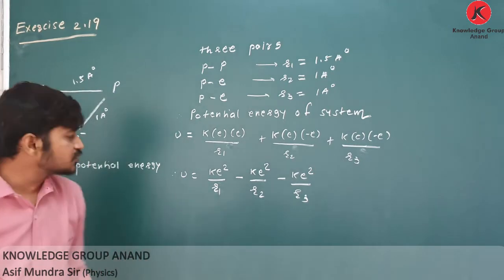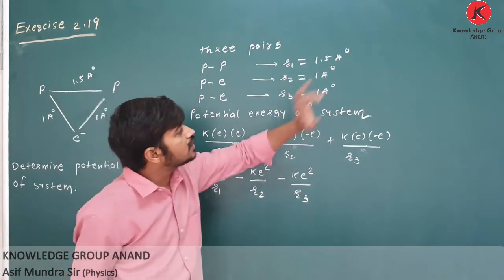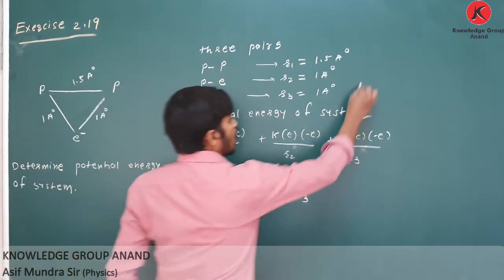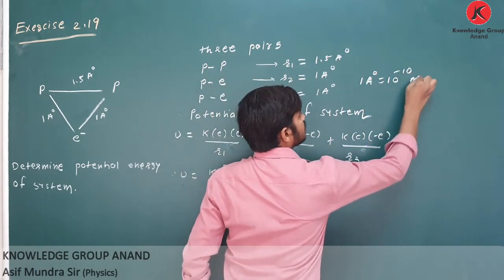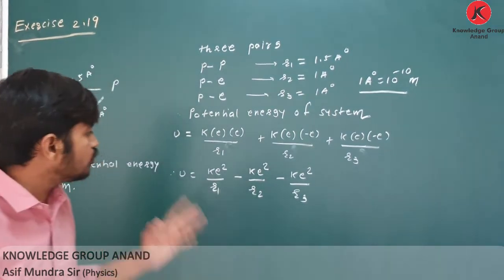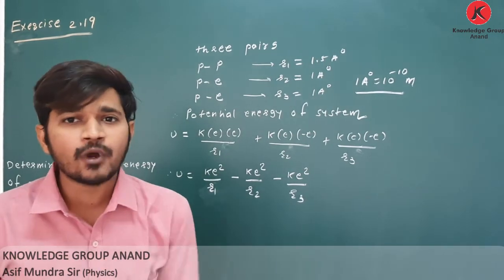Okay, you know the value of K, the value of e, and yes, convert this angstrom into meter. We know that 1 angstrom is equal to 10 raised to minus 10 meter. So it is your homework. You have to calculate this sum and send notes on my WhatsApp number.